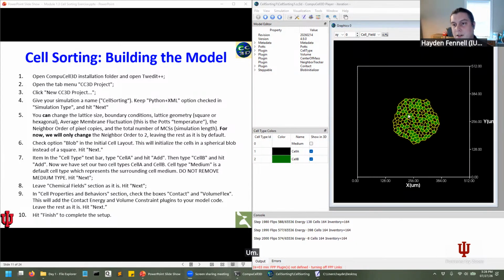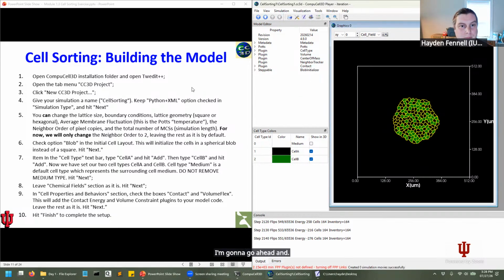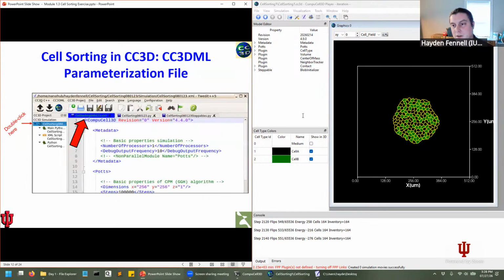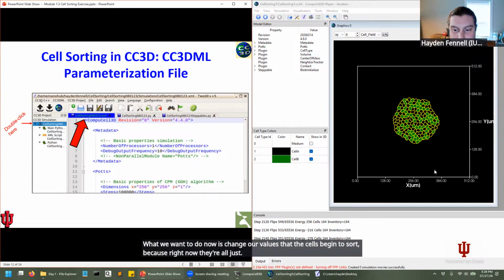So now we have our aggregate of cells. I'm going to go ahead and stop my simulation. What we want to do now is change our values so that the cells begin to sort, because right now they're all just sitting in place. They're perfectly happy to stay where they are when created.